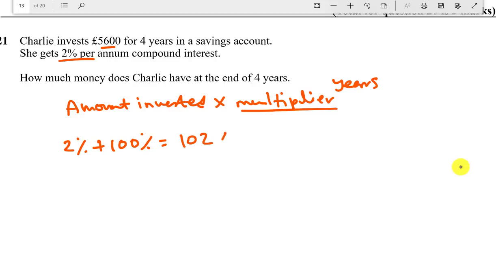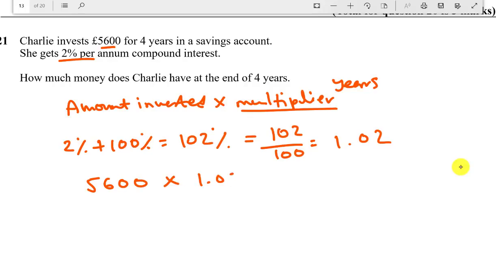You don't need to do this, by the way, I'm just showing how we actually get the multiplier. Divide 102 by 100, and that gives us the multiplier 1.02. So this is how we get the multiplier. The amount invested is 5,600, times by the multiplier, which is 1.02, to the power of years, which is 4 years.